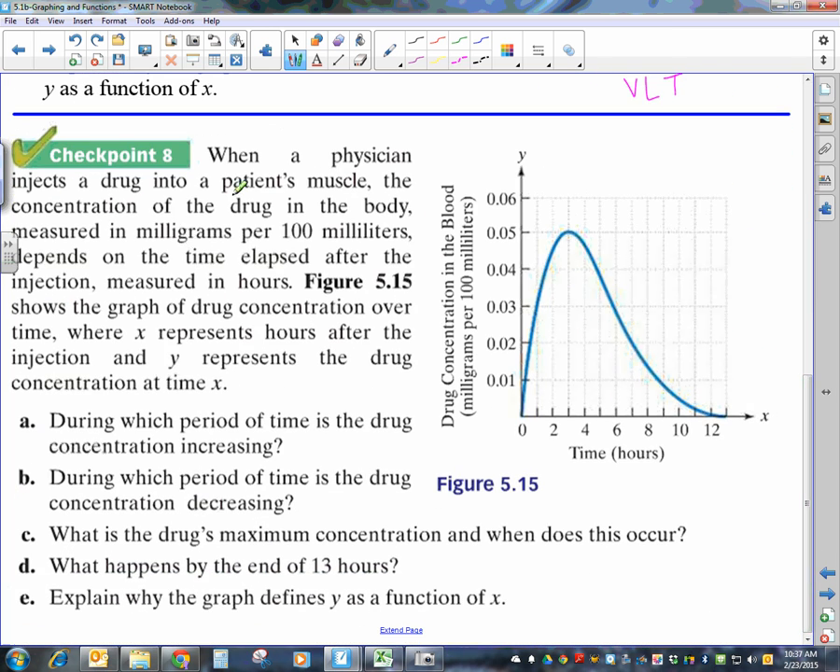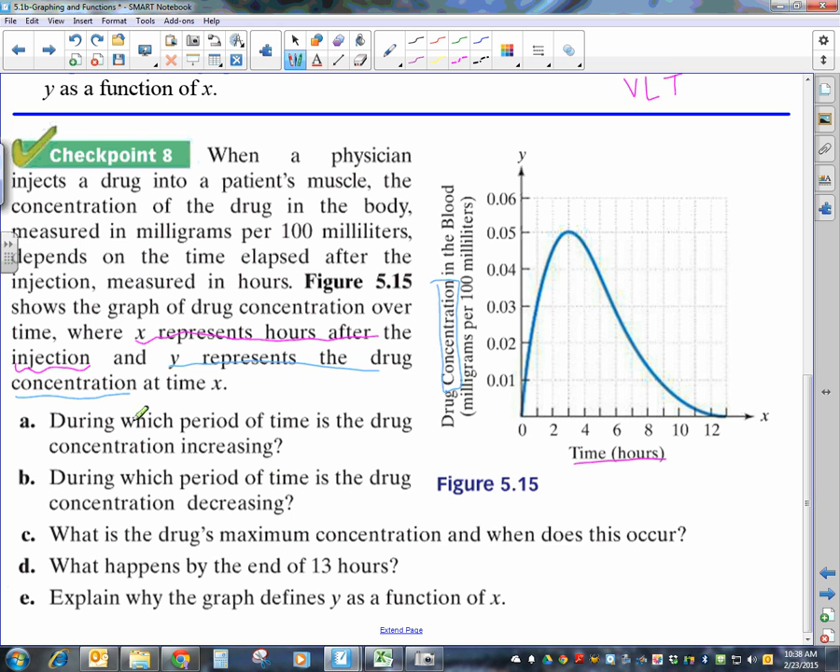Okay, so I have another example to do in case you want to have another one. When a physician injects a drug into a patient's muscle, the concentration of the drug in the body, measured in milligrams per 100 milliliters, depends on the time elapsed after the injection, measured in hours. So this figure here shows the graph of the drug concentration over time, where X represents hours after the injection, and Y is representing your drug concentration. The key is this is telling you the concentration of your drug, and there's your units: milligrams per 100 milliliters.